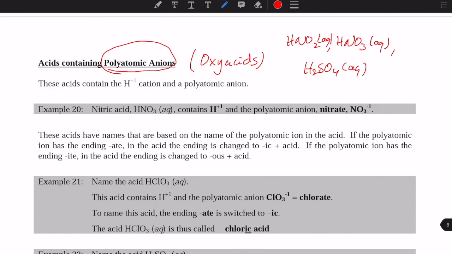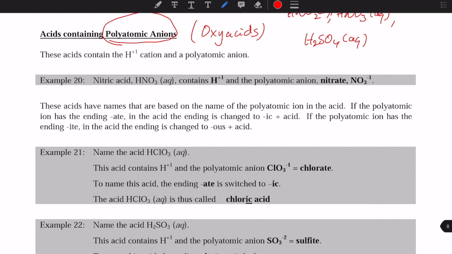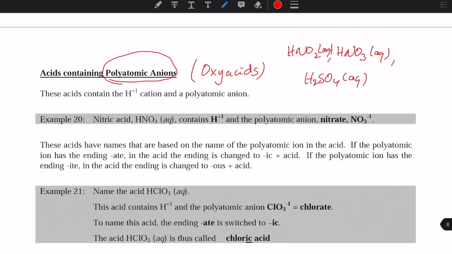The way you name them is different from the binary acids. With these, there's no hydro at the beginning. Remember, we start with hydro with all those binary acids. This one has no hydro. You just start with the name of the element in the polyatomic ion, in this case N, nitrogen. And then you change the name, ending either with OUS or with IC.